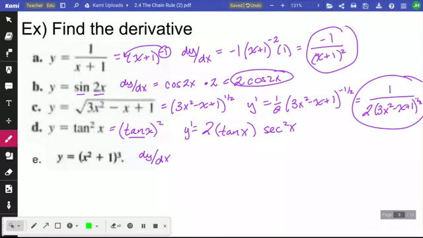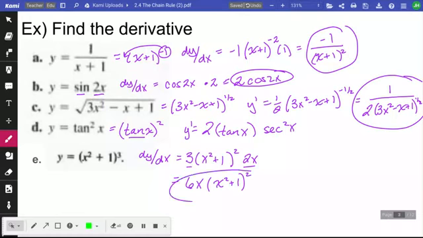Chain rule actually saves us quite a bit of time, especially on problems like this, because I will multiply my power in front. And so there's the derivative of my outside, keeping my inside the same, times the derivative of the inside, which is just 2x. Simplifying that, multiplication is commutative, so I can rearrange it. So I'm going to multiply my 3 and my 2x to be 6x, and then x squared plus 1, all squared. So we have that.